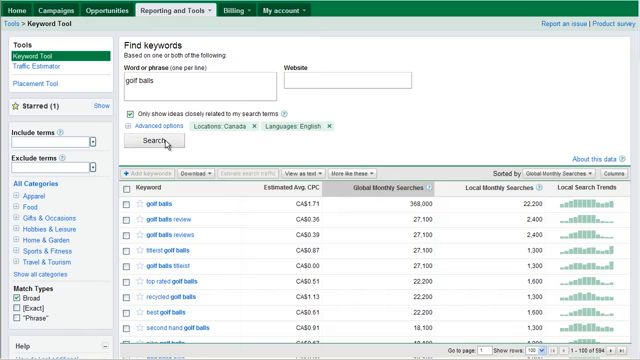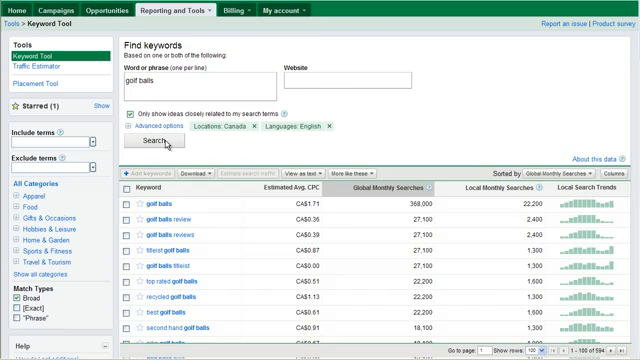I don't think people even use the singular version of it. I don't think people want to buy a single golf ball. My guess is they're always using plural. I could definitely search both versions, singular and plural, if I wanted to. But I usually like to do the only show ideas closely related to my search terms.